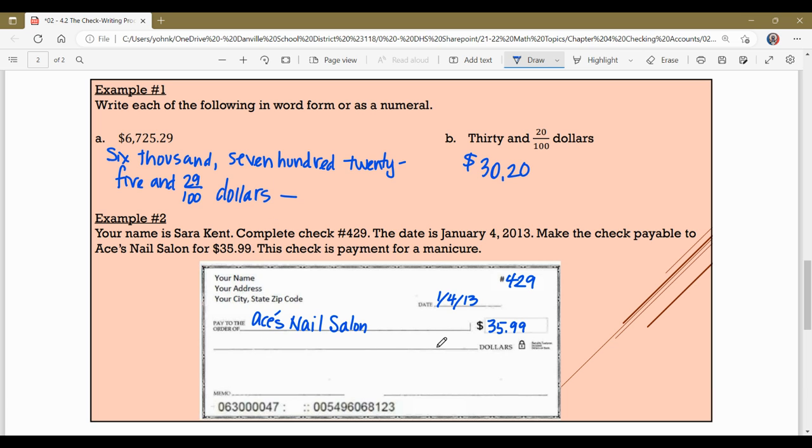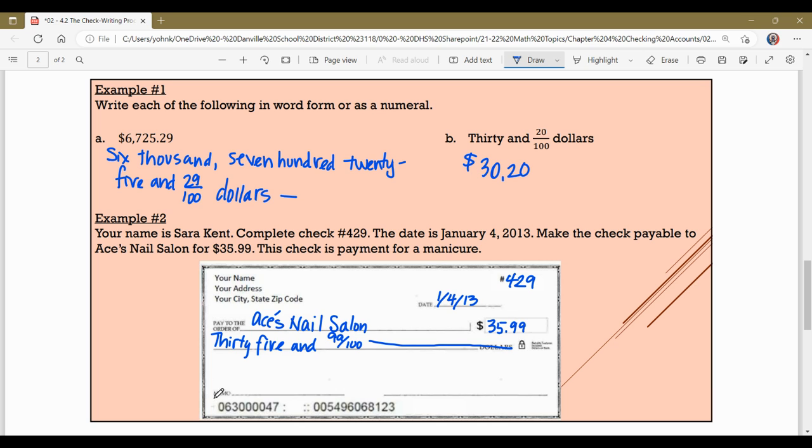Then on this really long line, we're going to write out the number in words like we just practiced. So, 35 and 99 over 100. Now I don't have to write the word dollars. It's already there. But what you should do is draw a line over the rest of the space so that no one, again, can squeeze any words in there, changing the amount on the check.